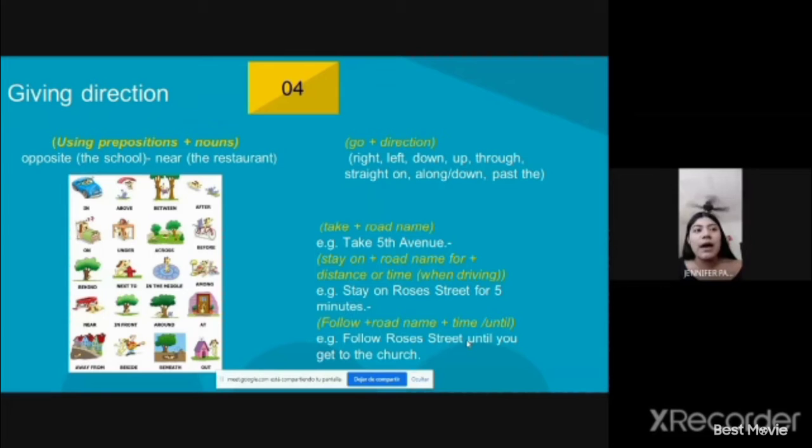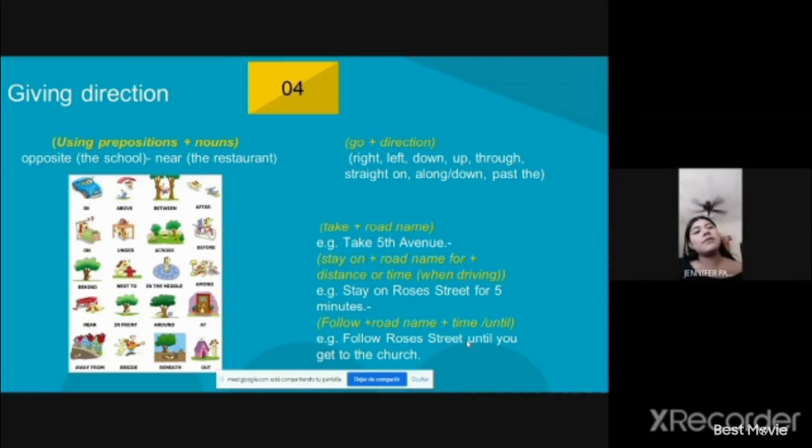Now, next, guys, we have some formulas that can help us try to give directions more easily. For example, we have the first formula that's using prepositions plus nouns. So the prepositions, there are a lot of them. These are the ones that I have in the image, the basic ones. So we have in, above, between, after, on, under, across, before, behind, next to, in the middle, among, near, in front, around, at, away from, beside, beneath, and out. These are the most basic, but there is a lot of them.